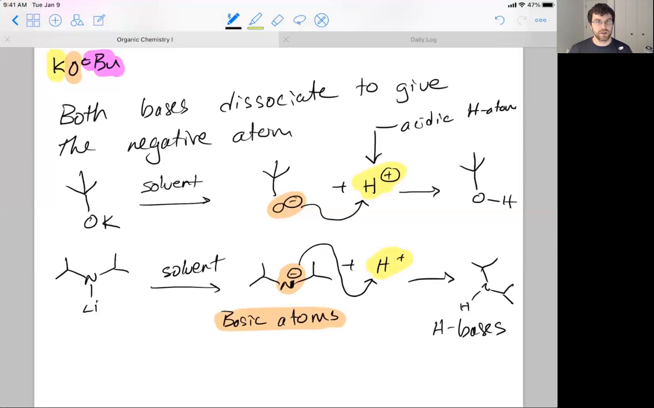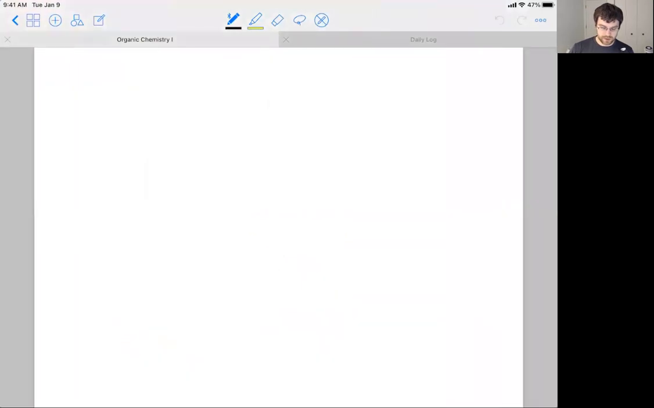Well, what I would prefer is for you to just know the very common E2 bases. These are two very common E2 bases. And if you see them, recognize that you're going to try to do an E2 reaction whenever possible. Okay, so let's actually do the reaction.